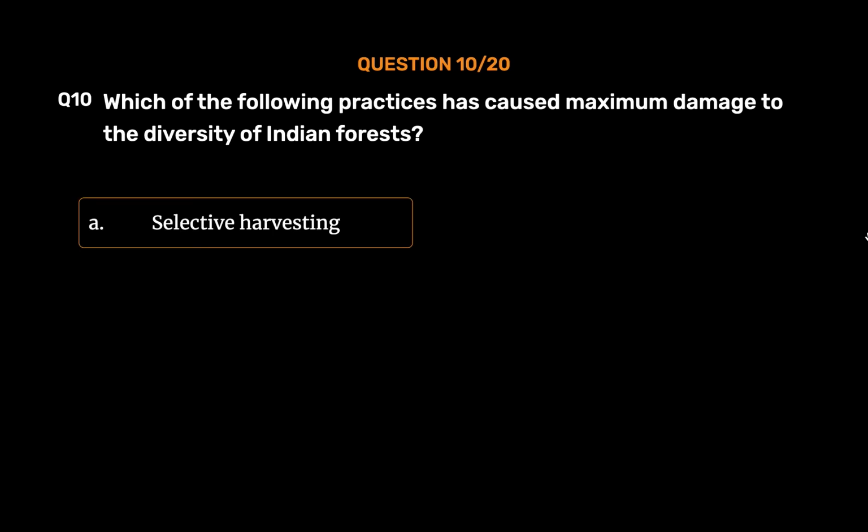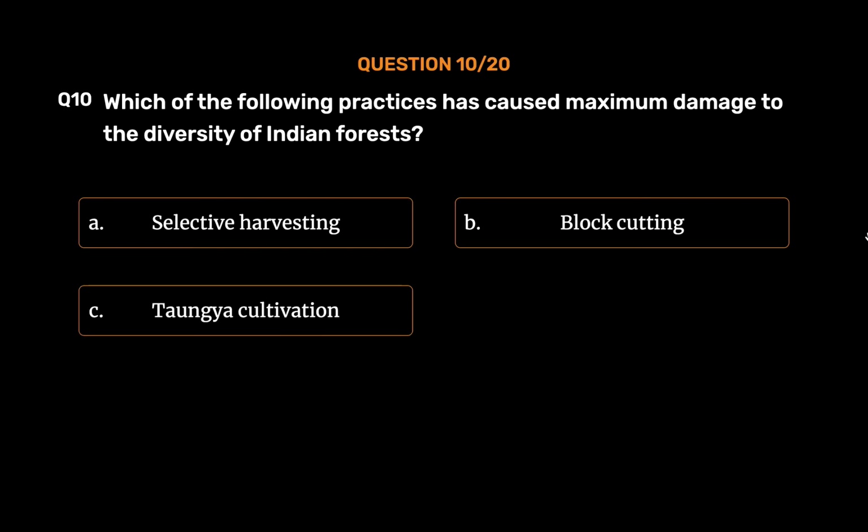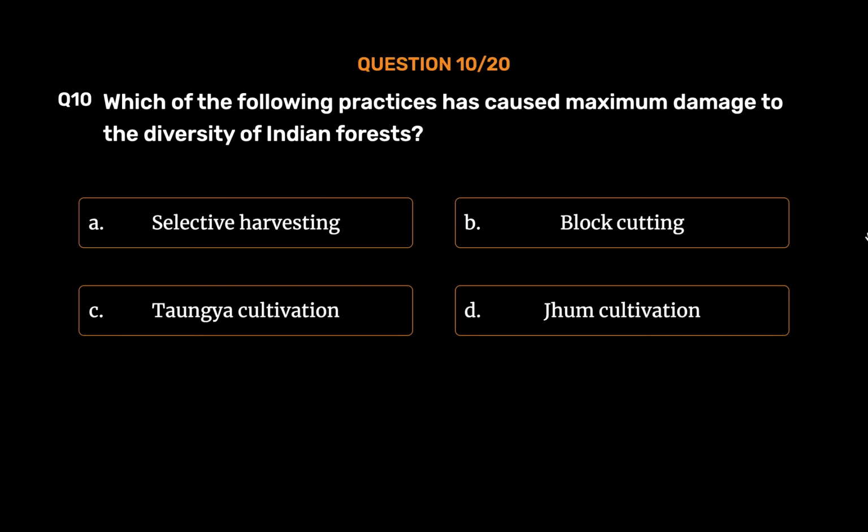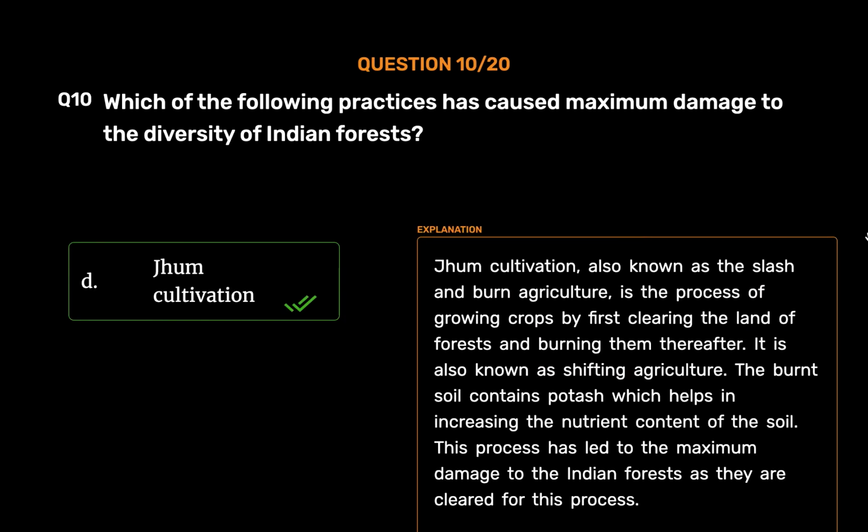Option A. Selective harvesting. Option B. Block cutting. Option C. Taungya cultivation. Option D. Jhum cultivation. The correct answer is option D. Jhum cultivation. Jhum cultivation, also known as the slash and burn agriculture, is the process of growing crops by first clearing the land of forests and burning them thereafter.